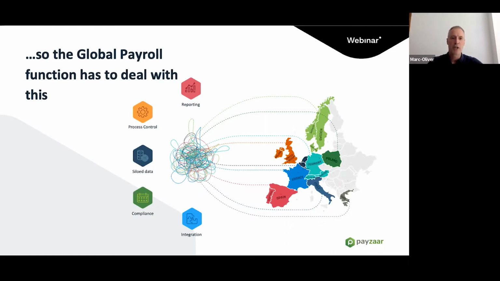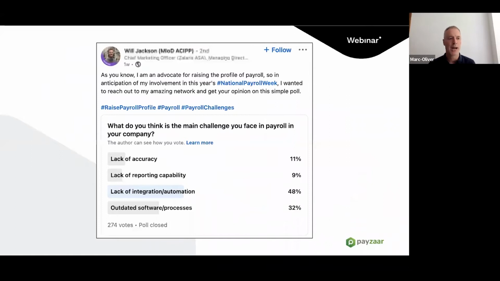So I'll let Trevor talk a bit about how ideally payroll professionals would like to manage their payroll environment and what some of the key objectives are that ideally we would like to be able to achieve when we're managing payroll in a multi-country environment.